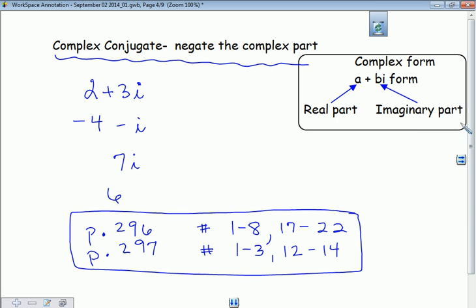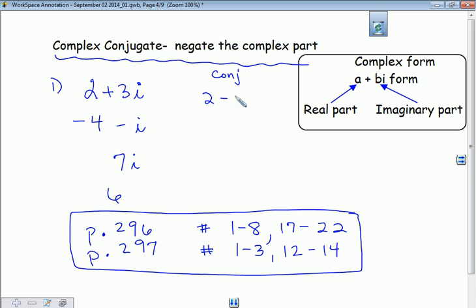And to find the conjugate, we negate the imaginary part. Now today, this is just vocabulary. Tomorrow, we're going to use complex conjugates to simplify problems. Okay, so here's our first example of this. If you were given 2 plus 3i, what would the conjugate of that be?